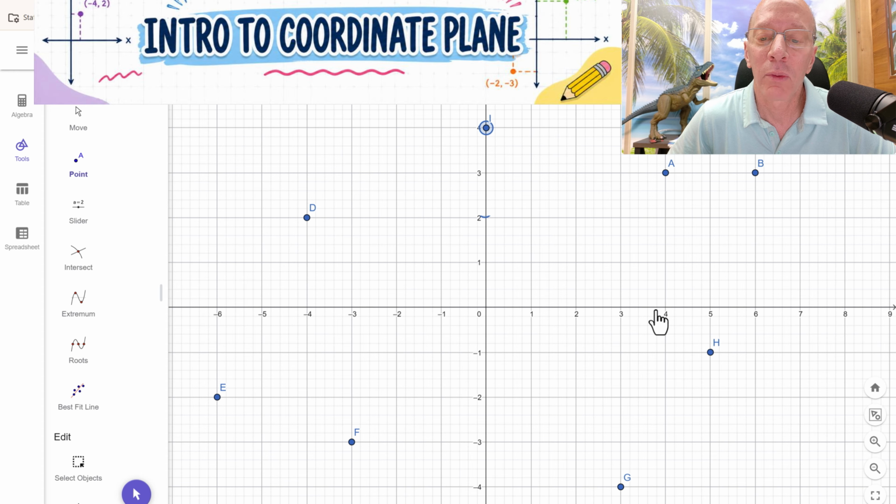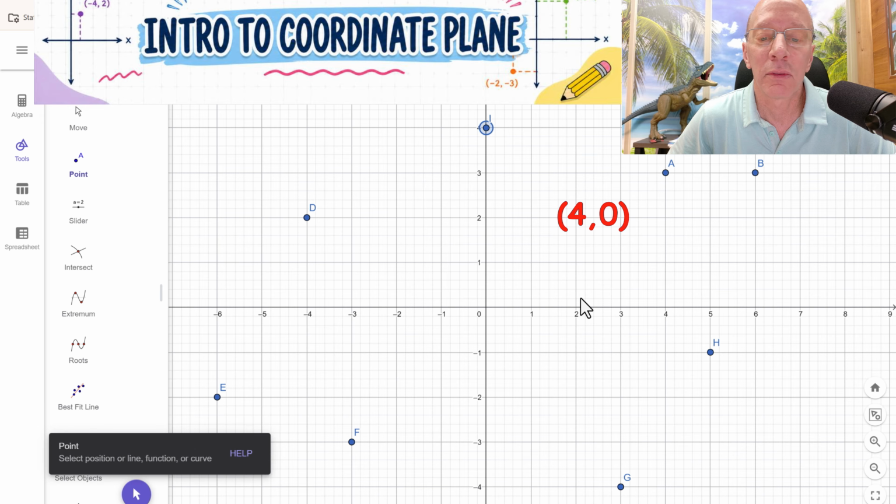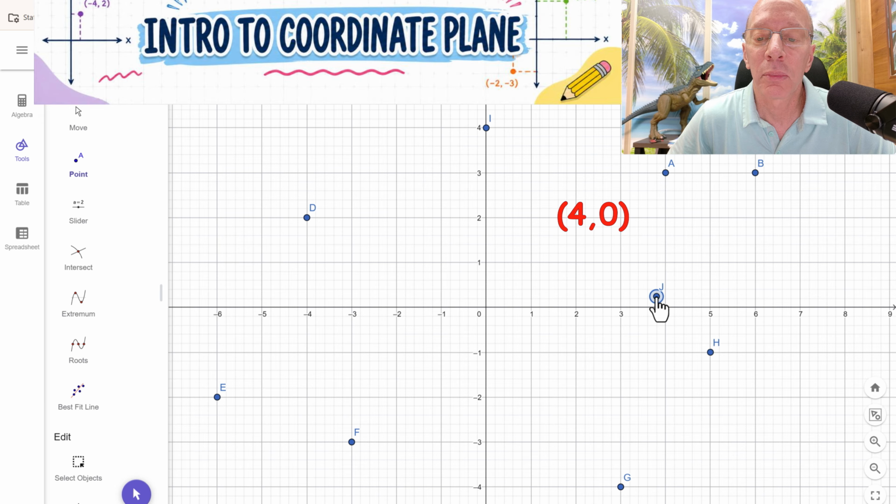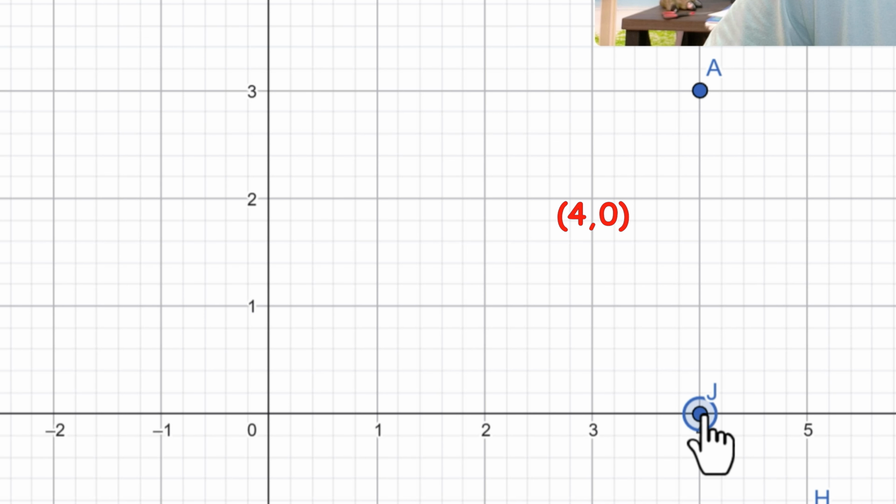All right, well, what if I wanted to plot a point right here? Well, that's on my x-axis, and that would be a 4. So I need to have my point right here on 4. And am I going up? No, I'm just going to stay right here at 4. So that would be 4, 0.